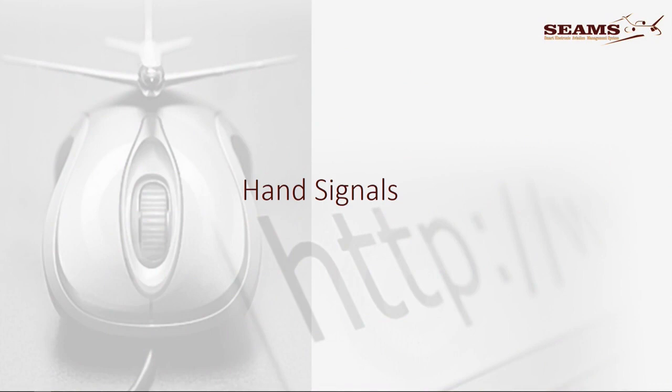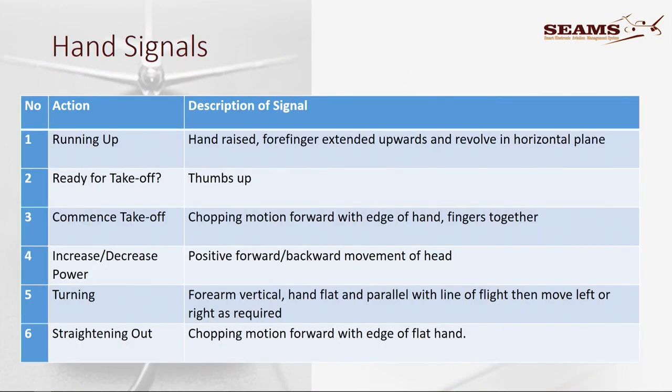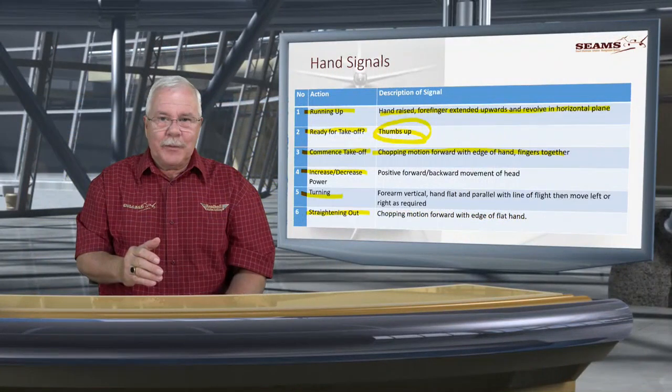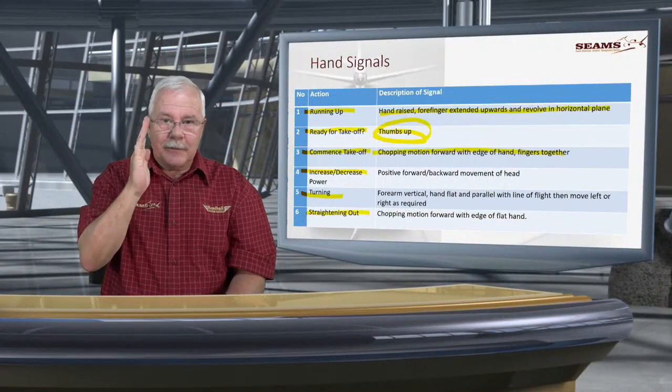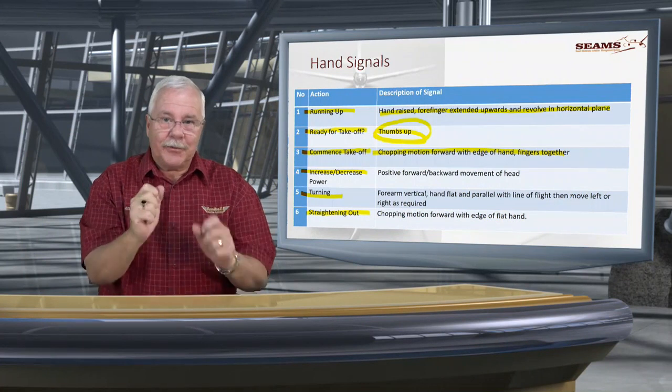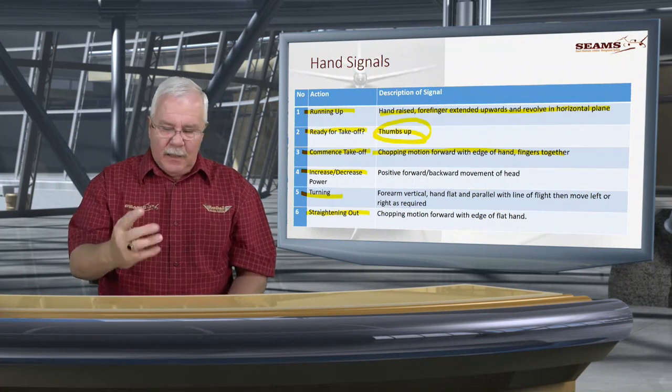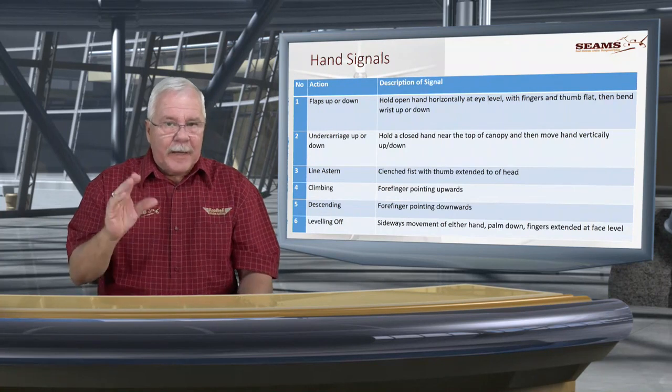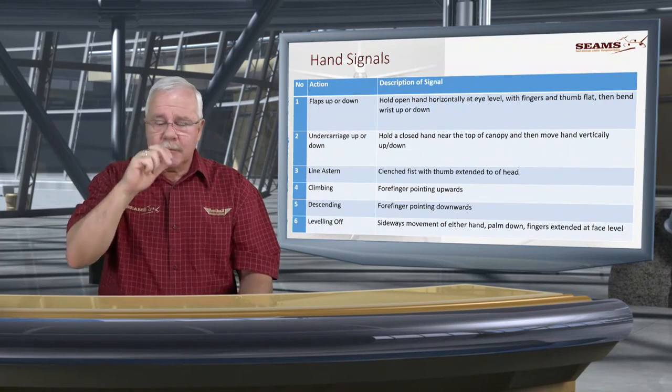Hand signals, I'm not going to spend too much time on them, but here you can see there is a whole set of signals, and I've just put them in here. Things that we use are a thumbs up; running up, raise forefinger extending upwards and revolving in a horizontal plane; commence, chopping forward motions. We would sit in the aircraft and go 1, 2, 3, release brakes, and there we go. Flaps up, fuel check.